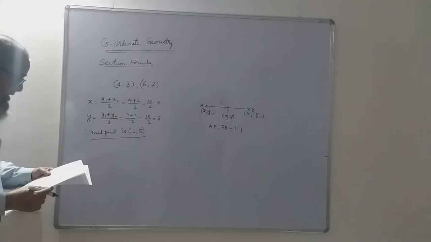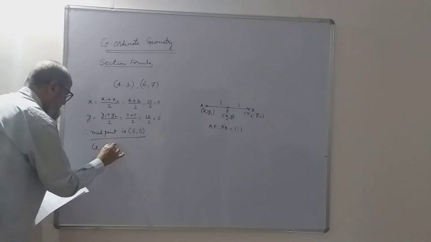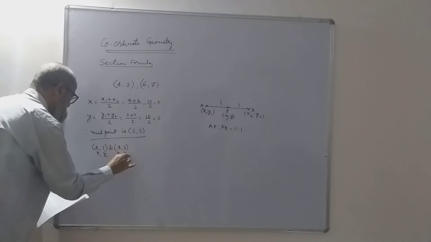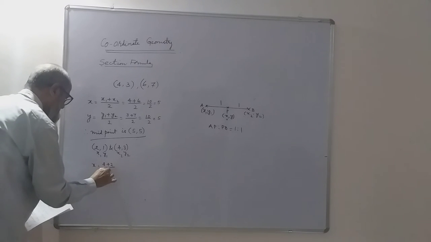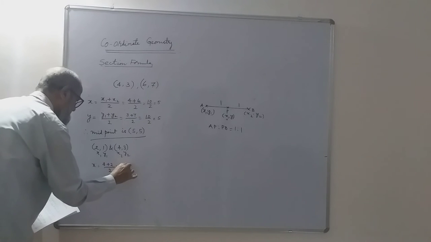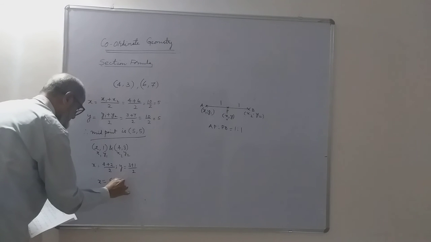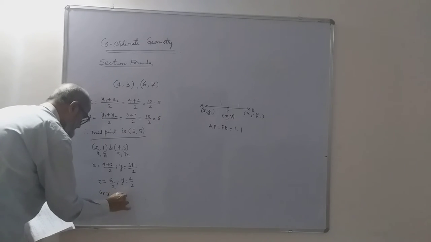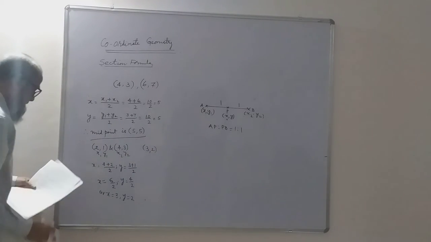One more. Find the midpoint of the line joining the points 2, 1 and 4, 3. Again here, I will take this as X1, Y1 and this as X2, Y2. X will be equal to 4 plus 2 divided by 2 and Y will be equal to Y1 plus Y2, 3 plus 1 by 2. X is 6 by 2 and Y is 4 by 2, or X is 3 and Y is 2. So the midpoint is (3, 2) of the line joining these two points.